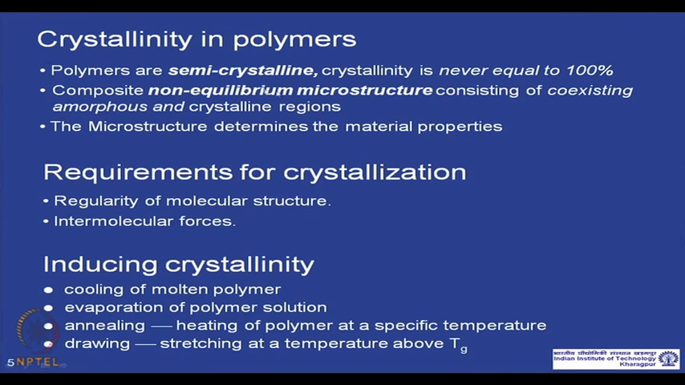We talk about non equilibrium because when we introduce crystallinity in the polymers, the amount and the nature of crystallinity depend upon how you are introducing it, whether fast or slow. So, the microstructure you get, consisting of amorphous and crystalline regions, is basically a non equilibrium structure, and that microstructure eventually determines the properties of the material. We also discussed the requirement for crystallization.